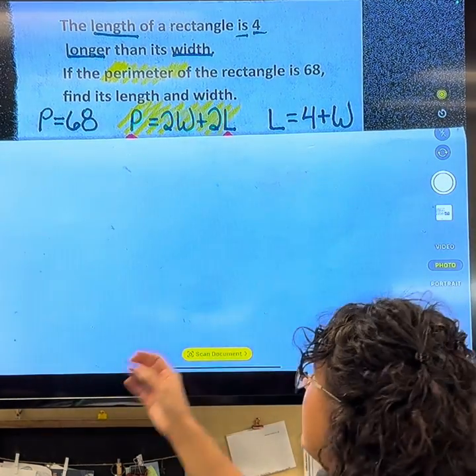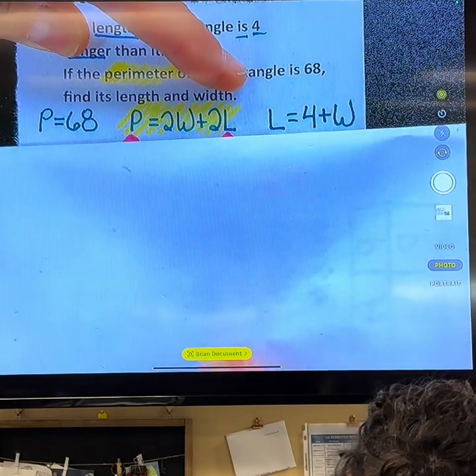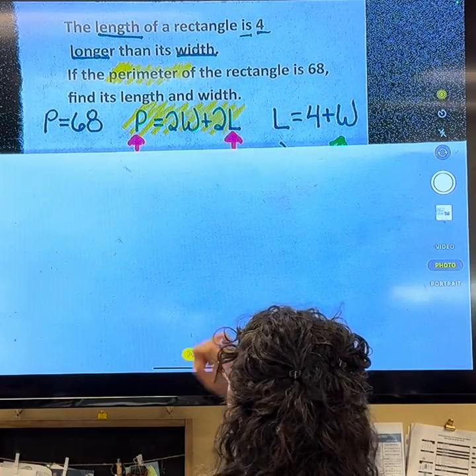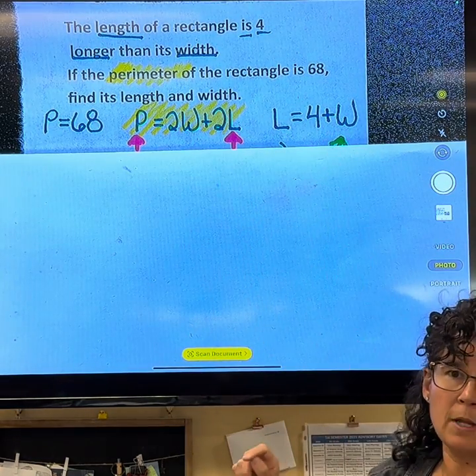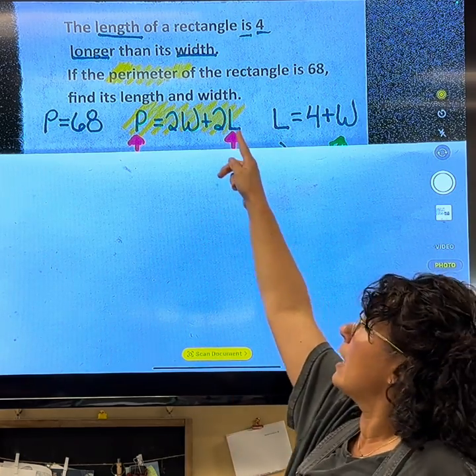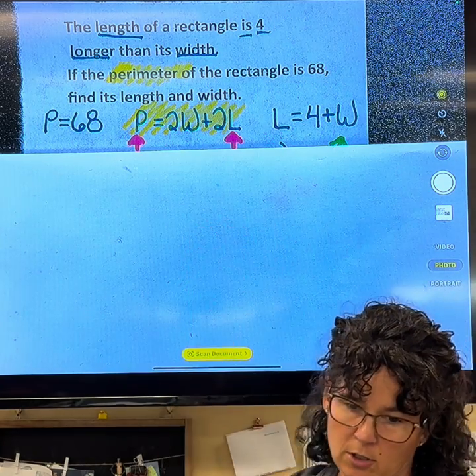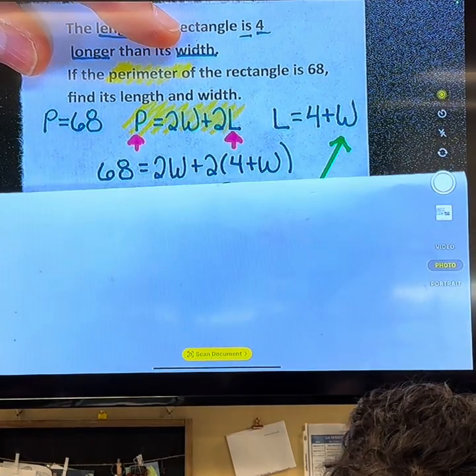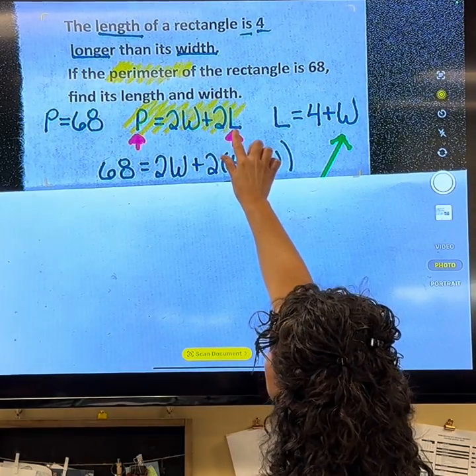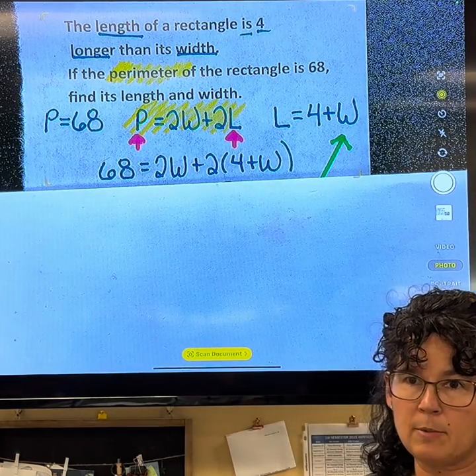Okay, now I'm ready to make my substitutions. So I'm going to come in here and replace the P with 68 and the L with 4 plus W. When you make this substitution, turn the letter into a set of parentheses before you insert. So I've got the perimeter turned into 68, but this L became a set of parentheses, and then I put in the 4 plus W.